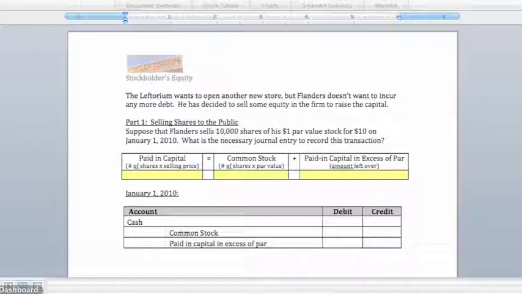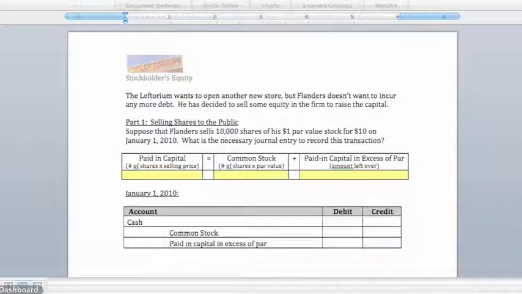And then there's paid-in capital in excess of par. And this is going to end up being the difference between what we sell shares for, the paid-in capital piece, and the amount set aside in common stock that's based on par value. Hence, we call it paid-in capital in excess of par.